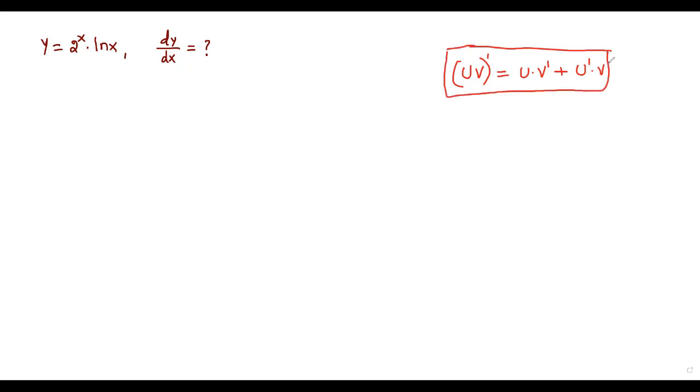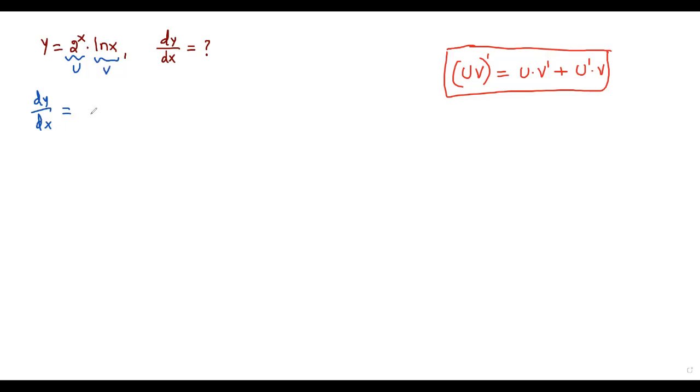So usually we use the product rule to get the derivative of a function where two terms are multiplied and both the terms contain variable. In our function, two terms are multiplied and both the terms contain variable x. Now let's find the derivative of this function with respect to x. Here we have y. When I find the derivative of this y with respect to x, it will be dy over dx. Here we can consider the first term 2 to the x power as u and the second term ln x as v.